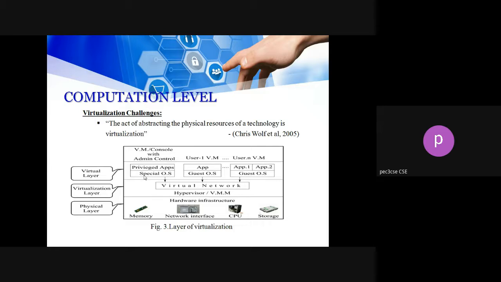So at the virtual layer level, we have to concentrate on the creation of virtual machines, because virtual machines have their own life cycle. They get created, deployed, and even suspended. Migration of one VM to another VM will be there. So at the virtual layer level, we have to concentrate on all the issues that virtual machines will face.